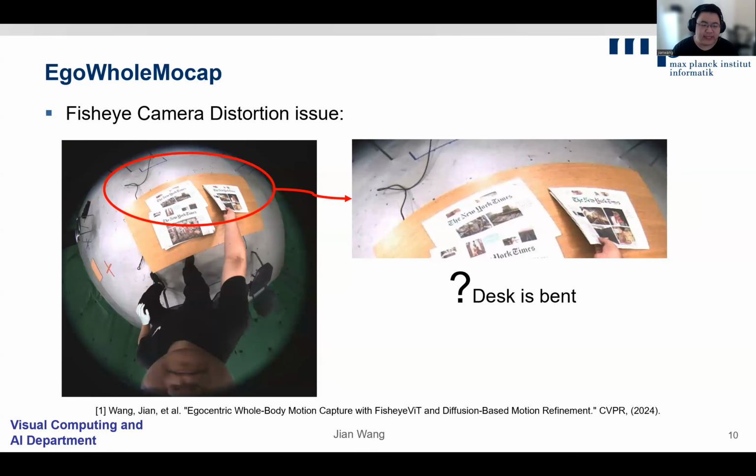This is an example of the fisheye camera distortion. You can see there's a table, and the edge of the table is distorted and bent. This is not optimal for the neural network to learn representations. So, at the recent CVPR 2024 conference, we published three papers.